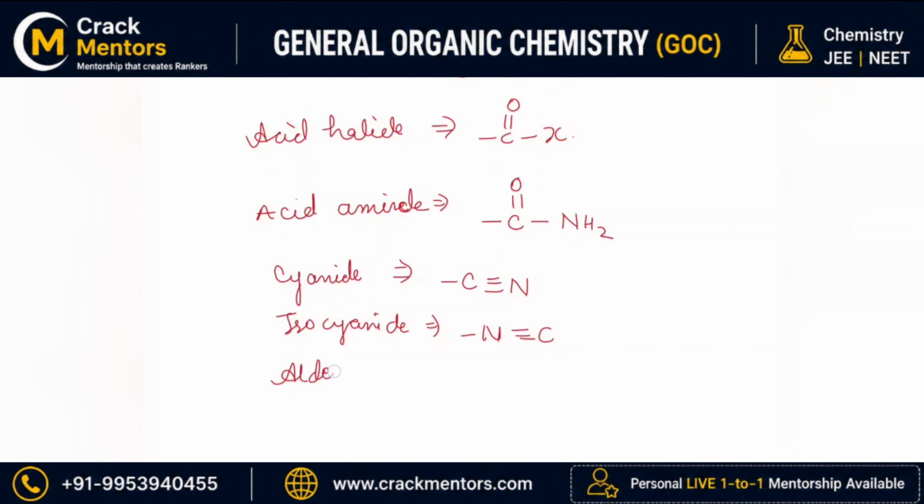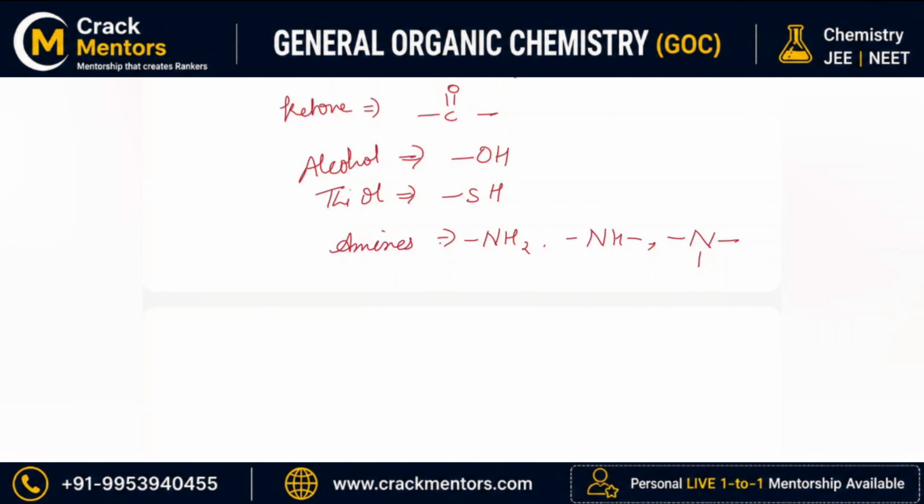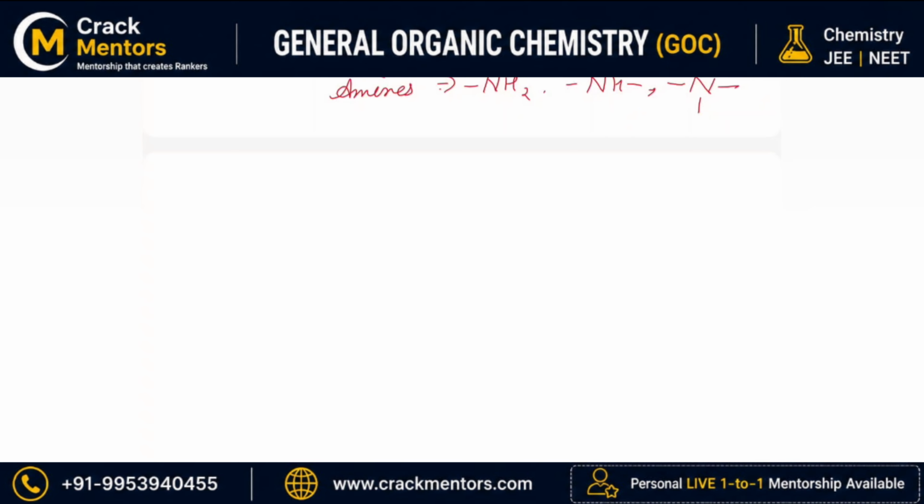Then comes our aldehyde. Aldehyde is really very easy, C double bond OH. Then comes the ketone. Ketone is C double bond O. Then comes alcohol. Alcohol is just OH. Then comes thiol, that is SH. Then comes amines. We have already discussed about primary amine, secondary amine and tertiary amine. I think I need not repeat that lecture here. It is amines. Then comes our alkene. This is our alkyne. This is our phenyl. This is our benzyl. Okay.